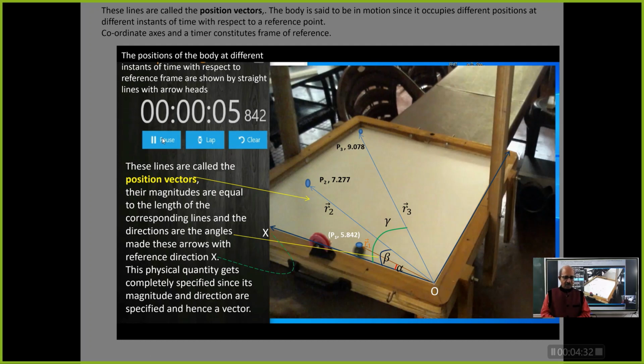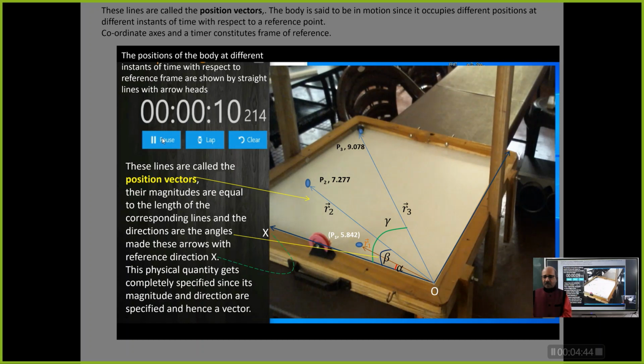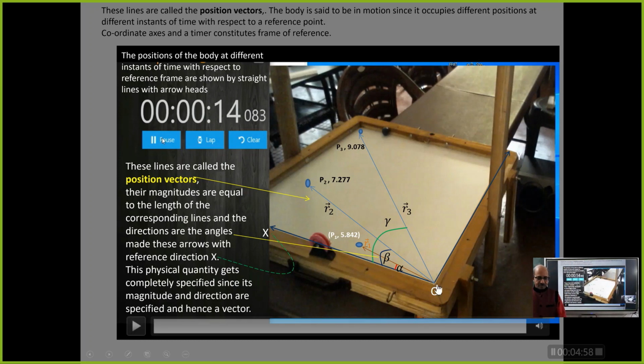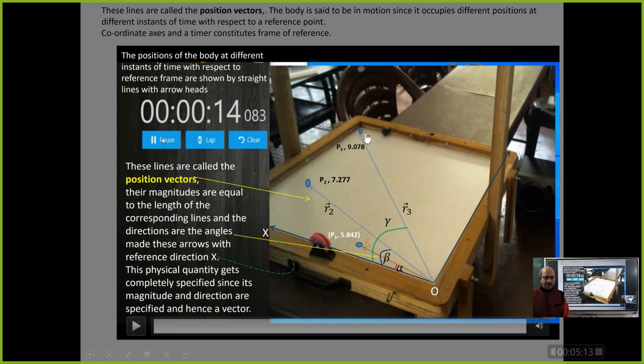So now what you see on the screen is the same board. Again I will show you that the object has moved, right? So again you see I have marked 3 arbitrary points, and you also notice that I have drawn 2 lines here. This I call the origin, the reference point, and then this is the y-axis and this is the x-axis.